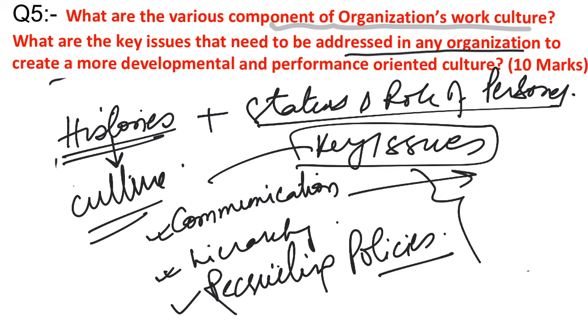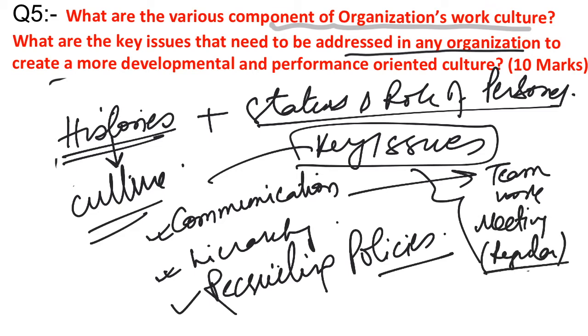How will you solve the issue of communication? For that you will have to go for teamwork. For that we will have to go for meetings, which should be regular, and the frequency of the meetings should be fixed, so that communication can become strong between the organizations and between the boss and the subordinates. So these are the things which can be mentioned here.